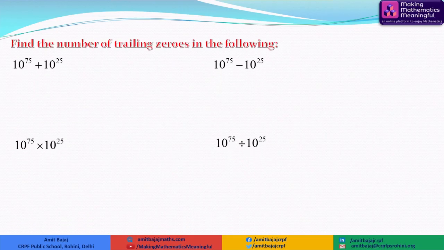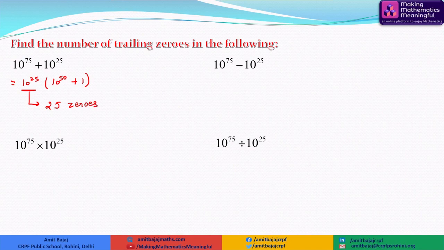Consider the following problems. Starting with the first one, 10 power 75 plus 10 power 25. Using simple rules, 10 power 25 is common, leaving 10 power 50 plus 1. Observe that the term inside the bracket is an odd number. So that simply means the zeros will be contributed by this term only, which is clearly 25.